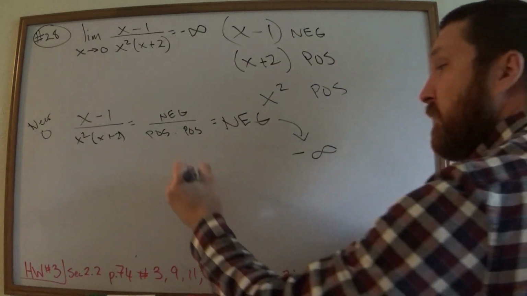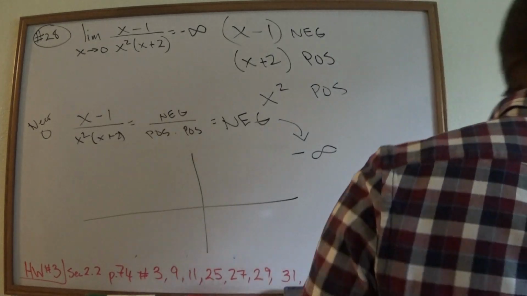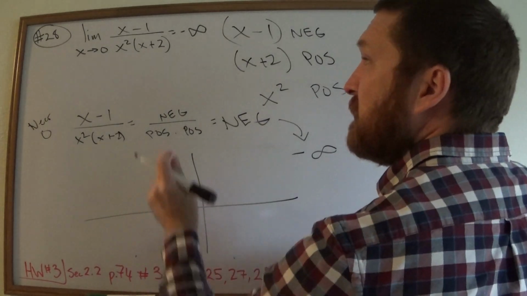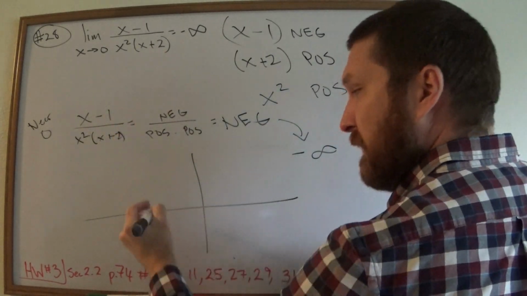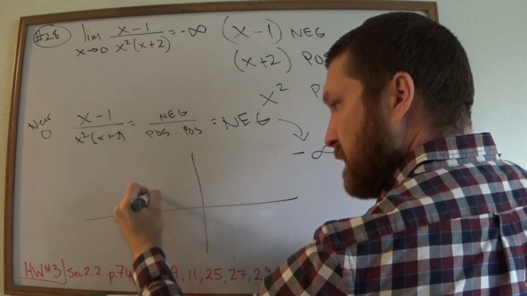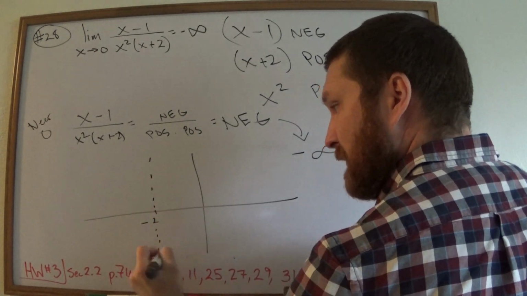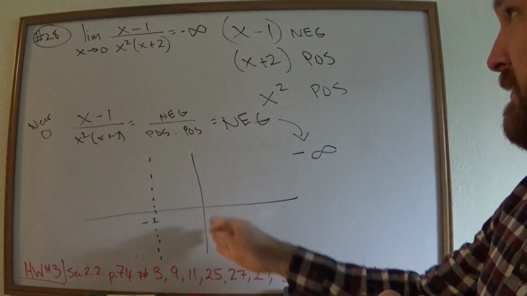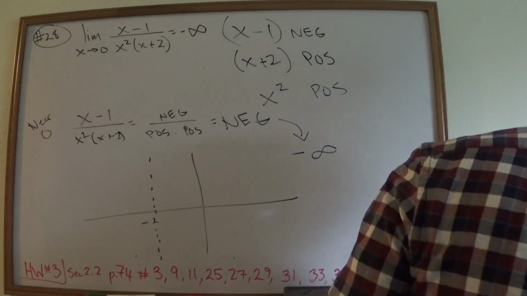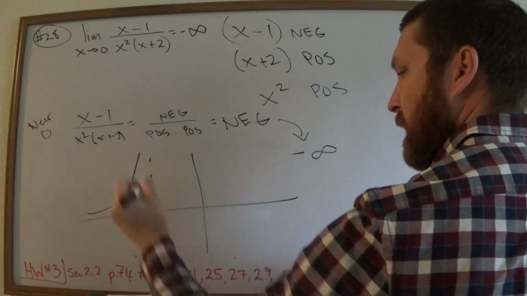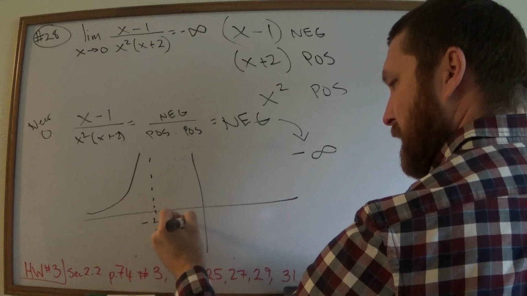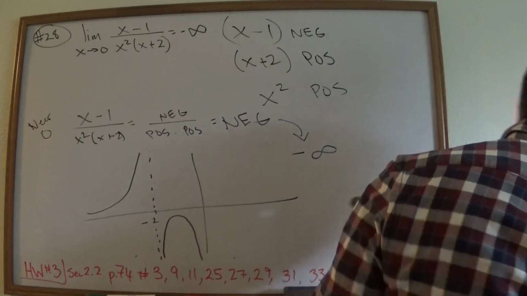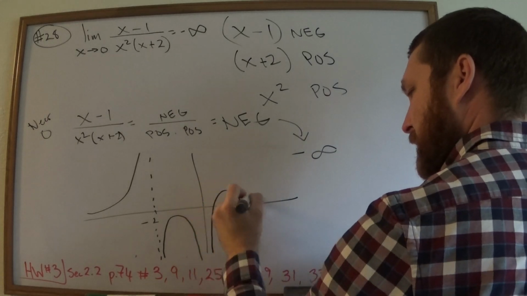And if you indeed graph this thing, it would look something like this. So there's an asymptote here at negative 2, as you would expect. There's an asymptote here at 0, and this thing goes this way. It goes like this, and then over here it pops up and then comes back down.